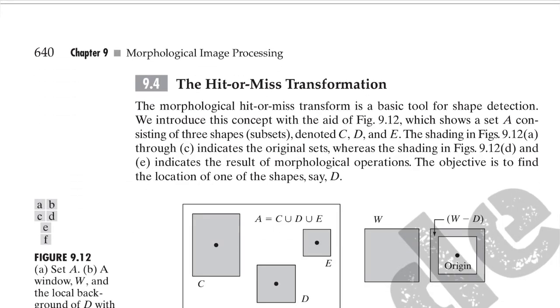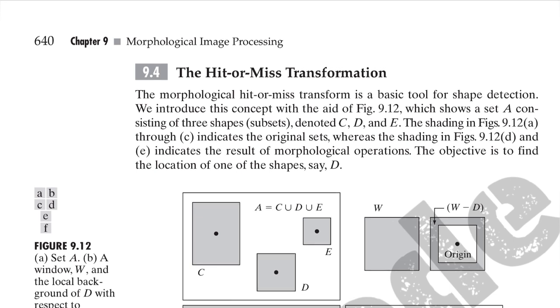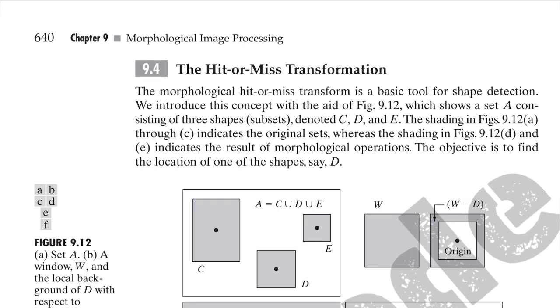Next is the hit and miss transform. So what is the hit and miss transform? It is mainly used for detecting specific shapes or patterns in a binary image. It is achieved by combining erosion on both the foreground and the background, identifying the locations in the image where a particular structuring element fits exactly. This is the definition of the hit and miss transform.